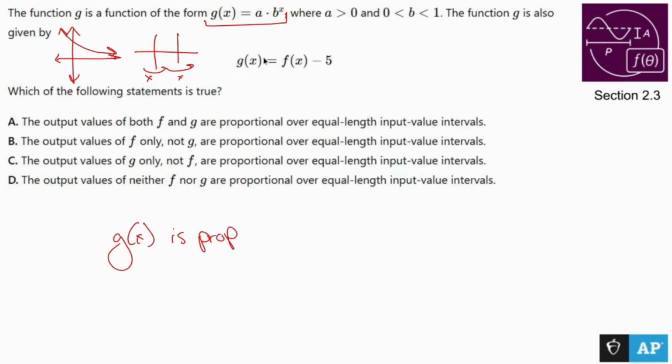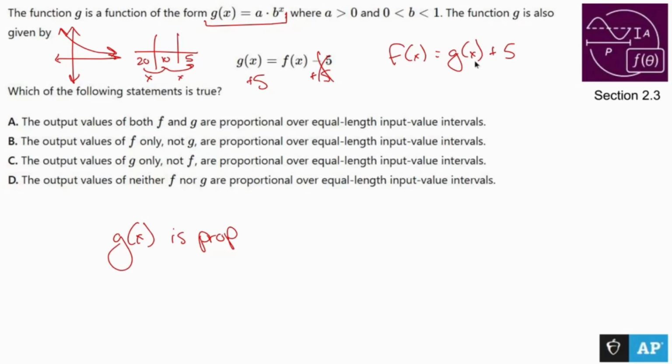Now, g of x also happens to be f of x minus 5. I don't know what f of x looks like, except if I add 5 to both sides, f of x is now g of x plus 5. Now, I don't know what these numbers are. Okay, I'm going to make something up. Since I know it's decay, I'm just going to pretend that you're 20, you're 10, and you're 5, because I'm dividing by 2 or multiplying by a half every single time.